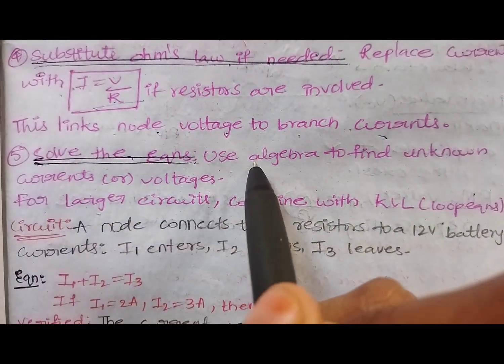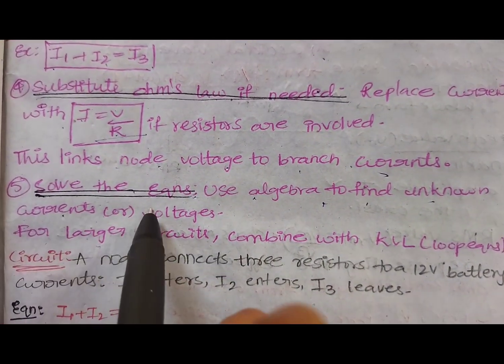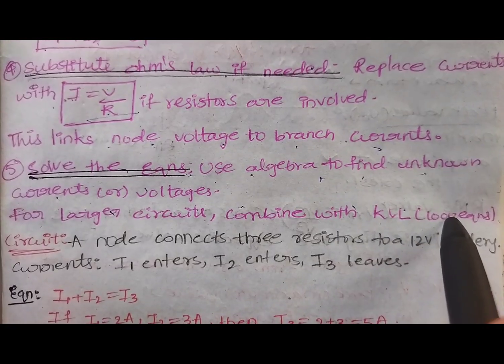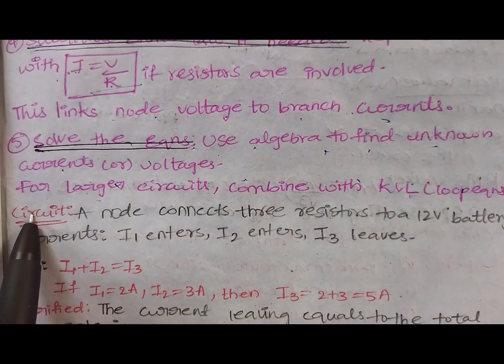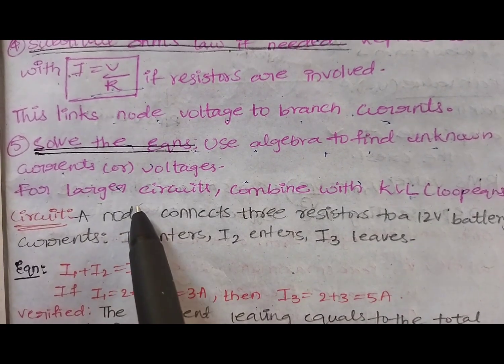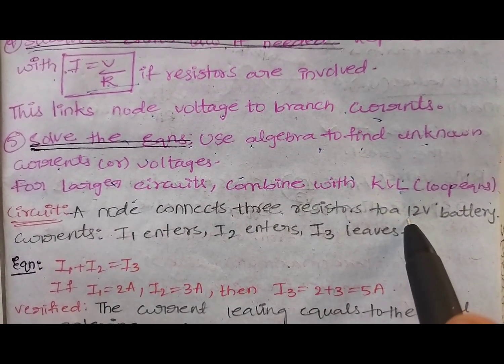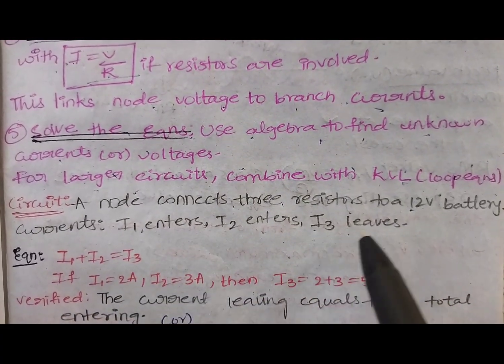Solve the equations using algebra to find unknown currents or voltages. For larger circuits, combine with KCL, node equations and loop equations. Consider a circuit with a node that connects three resistors to a 12 volt battery. Currents I1 and I2 enter, and I3 leaves.